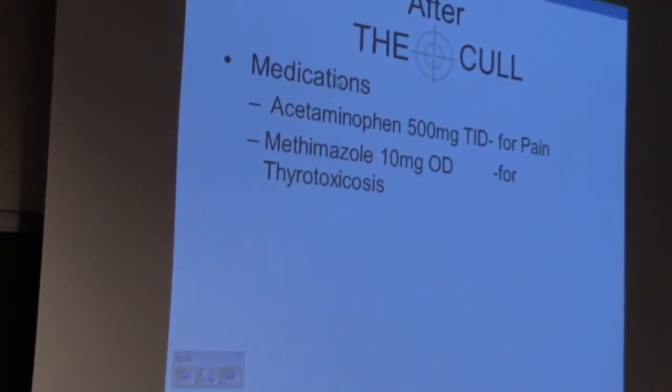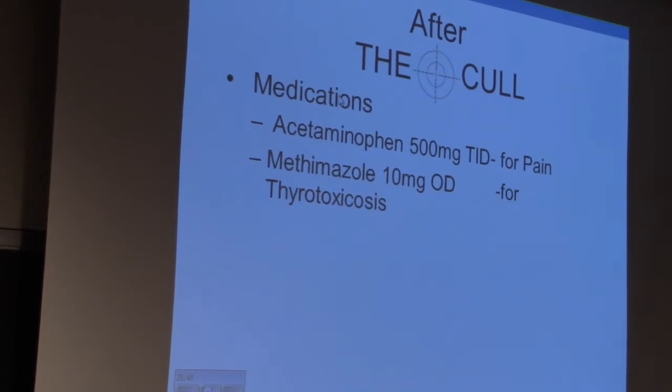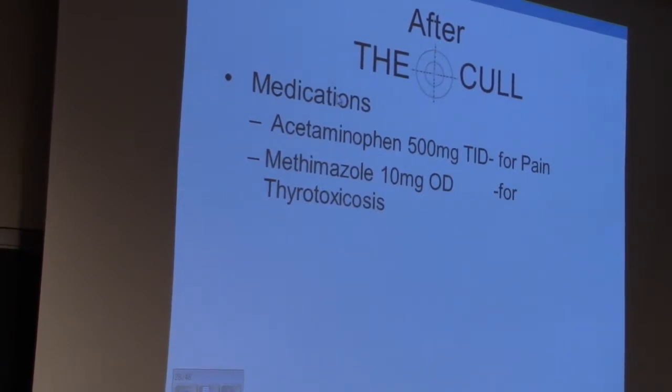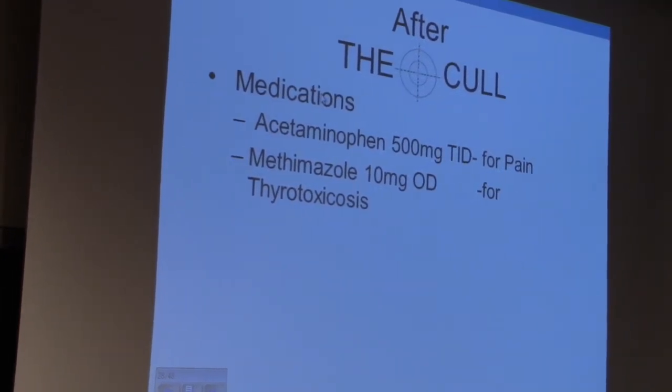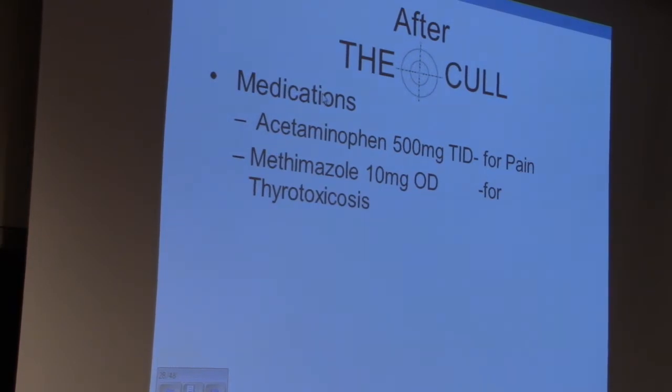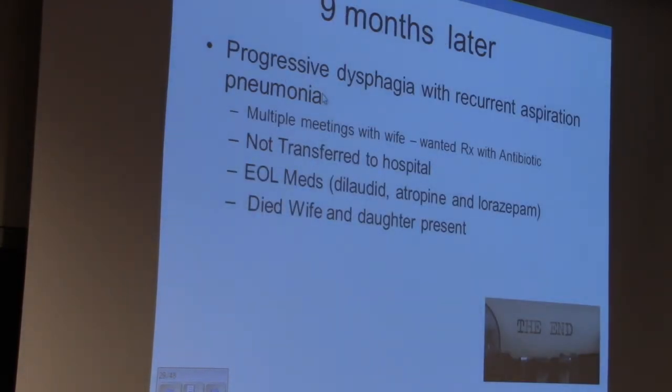After the cull, this guy was on acetaminophen 500 milligrams 3 times a day for pain, which he felt helped him. We took him off it. We weren't sure if we were just giving it to him and he felt more comfortable with it. He was on a small dose of methimazole for the thyrotoxicosis, and that was it. So 9 months later, this man developed progressive dysphagia with recurrent aspiration pneumonia. I had multiple meetings with his wife. She wanted treatment with antibiotics.